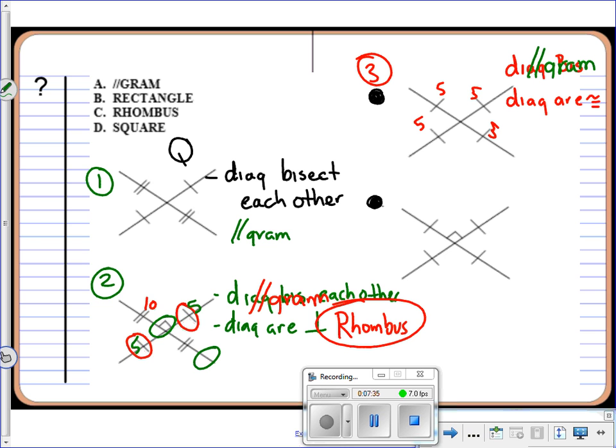Okay, so with diagonals being bisectors of each other, that's a parallelogram idea. Okay, so now let's step into the next one. The diagonals are congruent. That's a rectangle idea. Okay, now there's no indication that it's a rhombus, so we're just going to stop there and call it a rectangle. All right, go ahead and go on to number 4. See if you can do that one.